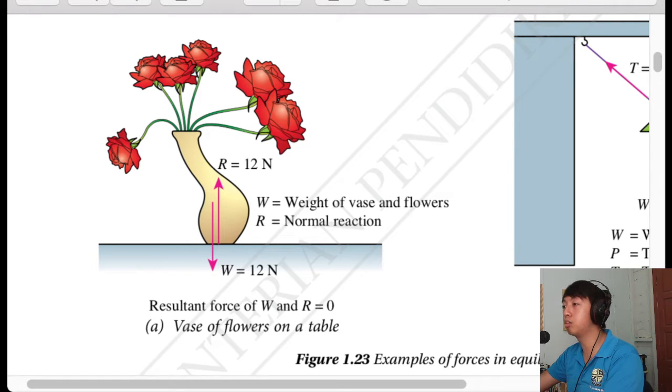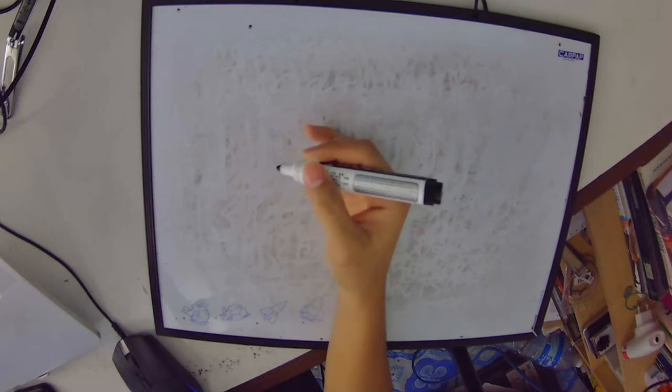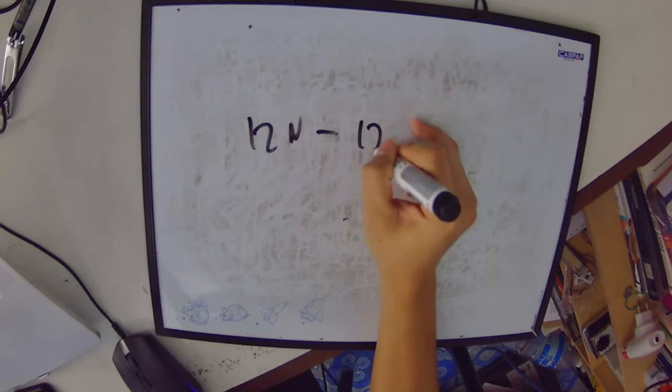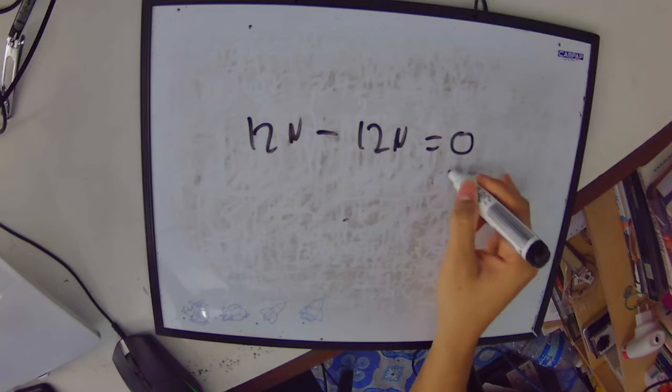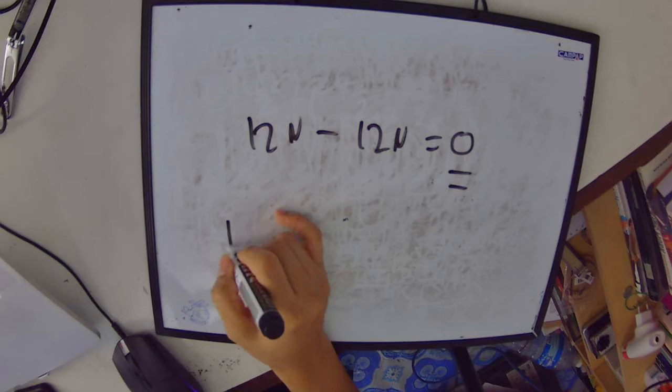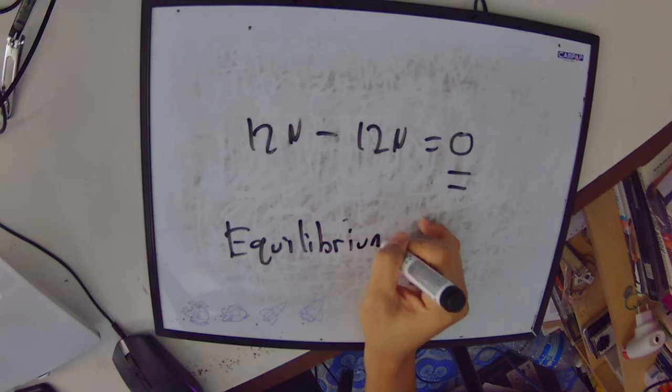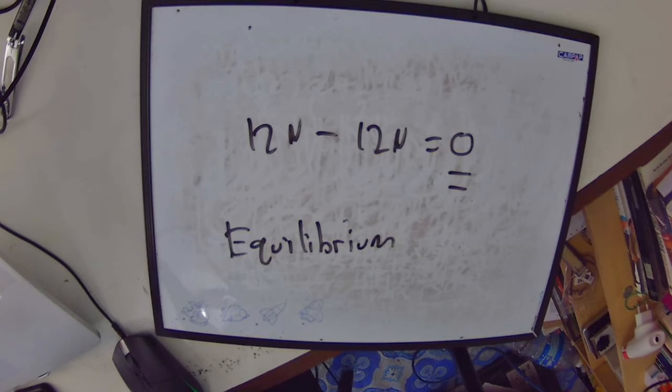Weight of the vase is 12 newtons going down. The normal reaction on the vase is 12 going up. So if we were to find the resultant force, we can do it using this: reaction going up is 12 newtons, weight going down is 12 newtons, we end up with 0. So when you end up with 0, this is what we call a state of equilibrium. That's all that equilibrium means.